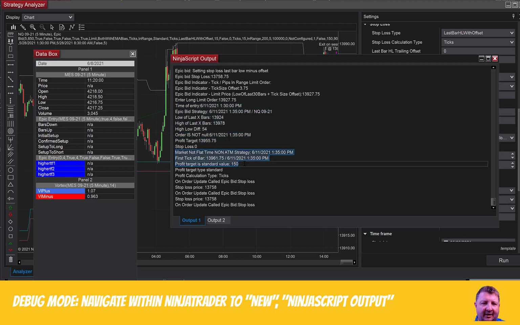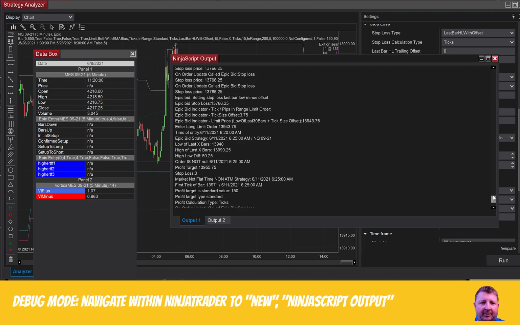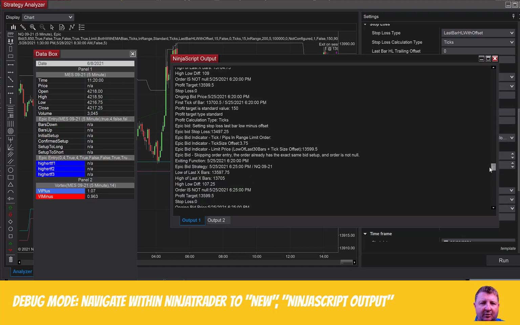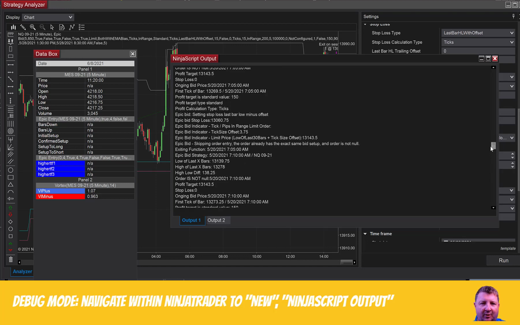When the market's not flat, a lot of these details are useful whenever you see a date that's not making sense, where you think it should have entered or should have exited. You can come up here and say, okay, on the 25th, here's what it was set to, here was the tick price. We're skipping this order because the bid is the same price as the last one. I'm just picking out what's going on in the logs.